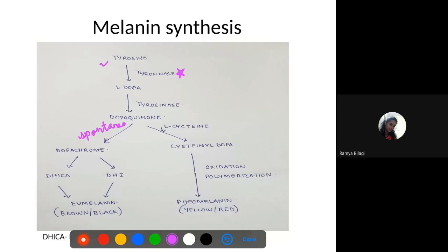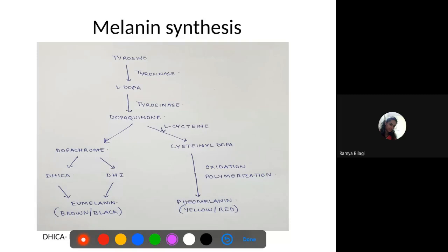Dopachrome gets oxidized and polymerized to form eumelanin. Eumelanin is brown or black in color, whereas in presence of L-cysteine, there is a formation of cysteinyl dopa, which undergoes oxidation and polymerization to form pheomelanin, which is yellow and red pigment. These melanin pigments determine our skin color, because the number of melanocytes in every individual is almost the same. So it is the number of melanosomes and the melanin pigment type which determine our skin color and not the melanocyte number.